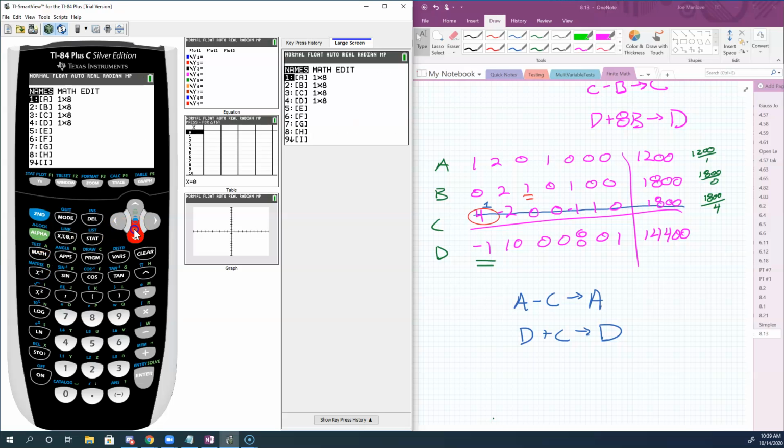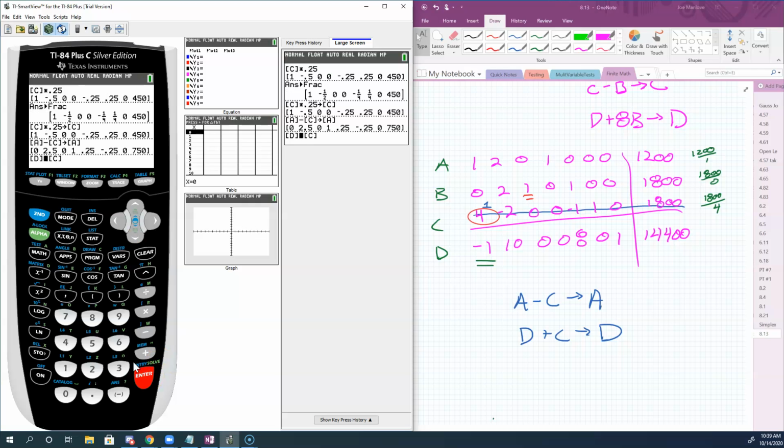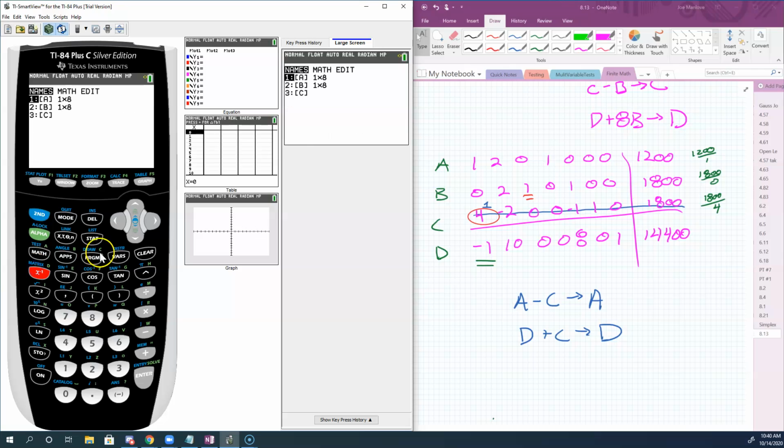I keep hitting the second button by mistake, and I can't figure out how to get out of it. On the calculator, you just tap it twice and it goes away. But on the emulator, it doesn't seem to work. Alright, so D plus C gets stored into matrix D.